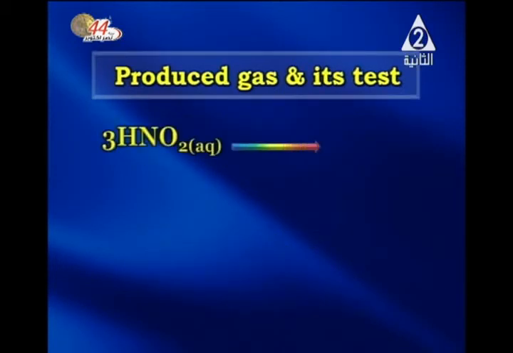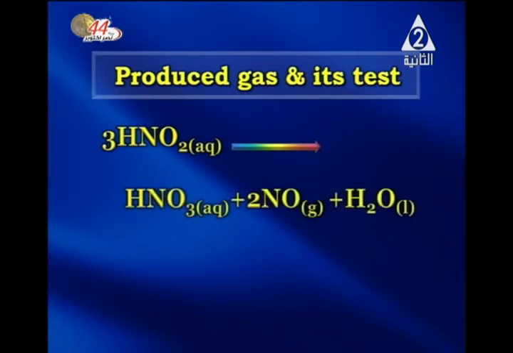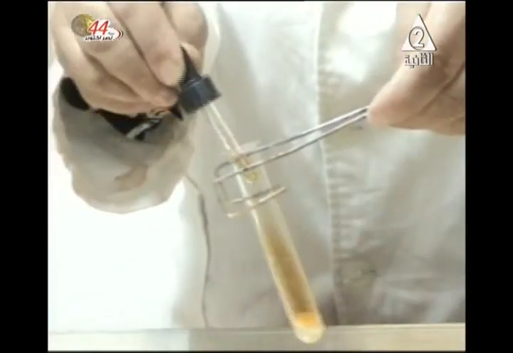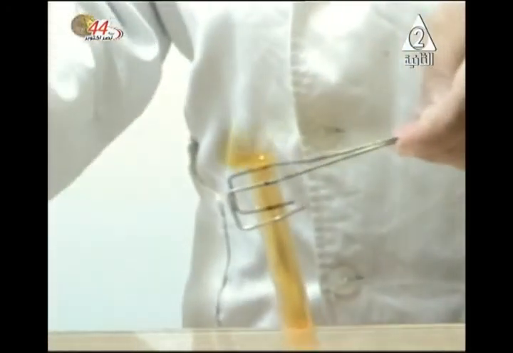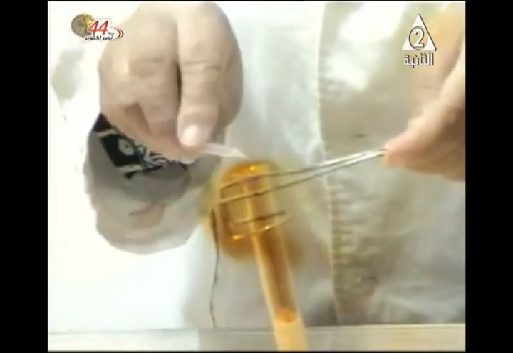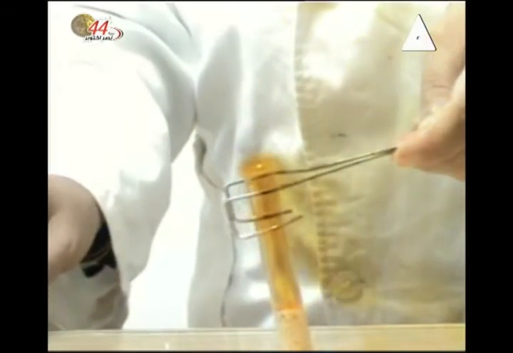Then HNO2 decomposes into HNO3 and 2NO plus H2O. Then nitric oxide combines with oxygen gas, forming the reddish brown fumes of NO2, as the following animation will show. Now, the reaction takes place, giving the reddish brown fumes of nitrogen dioxide gas.